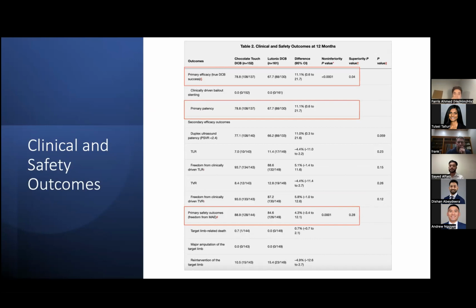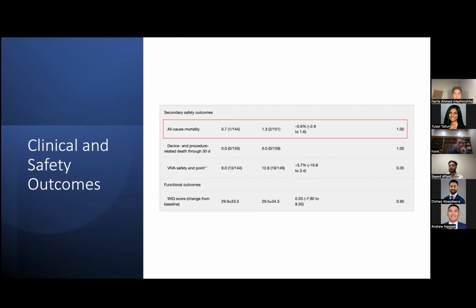As well as primary safety outcomes, or freedom from any major adverse events, as I talked about previously, for example, like reintervention or amputation. 89% of patients were free from that for the Chocolate Touch drug-coated balloon group compared to Lutonix. So that was also great. And for all-cause mortality, only one patient succumbed for Chocolate Touch, and 2 for Lutonix. So that was also great.